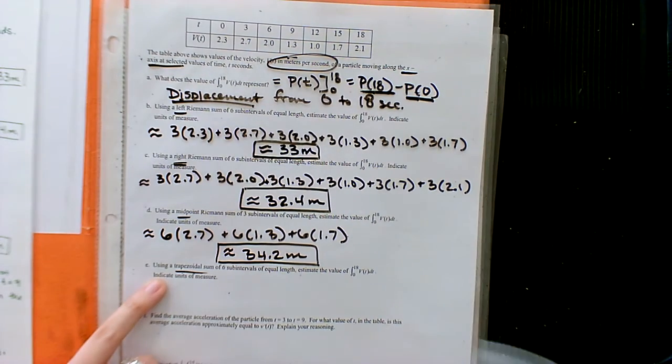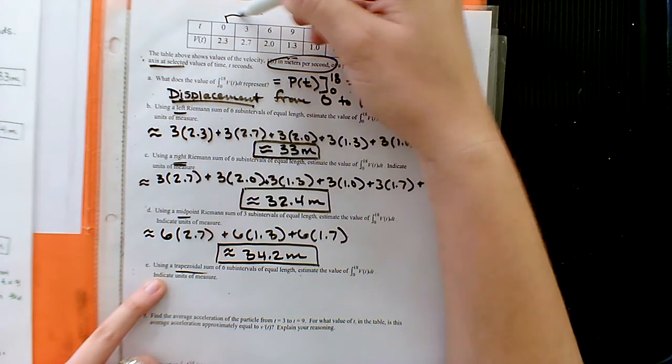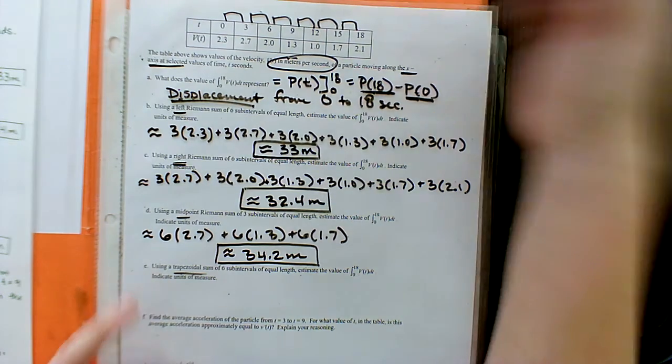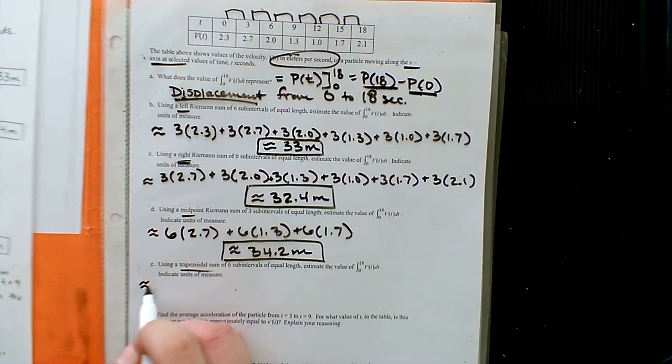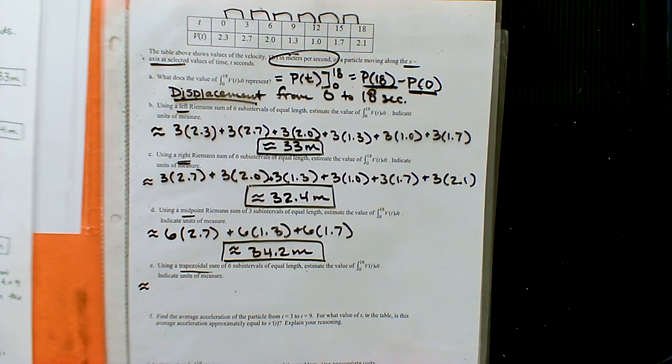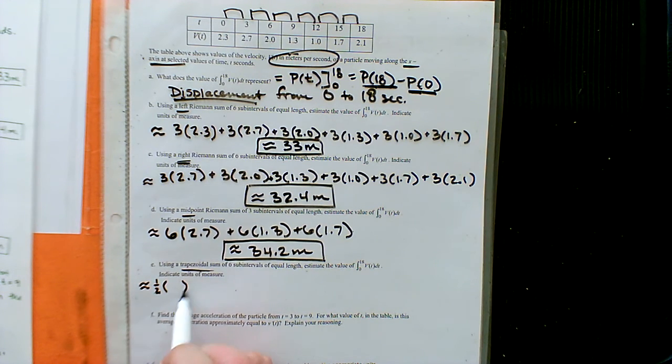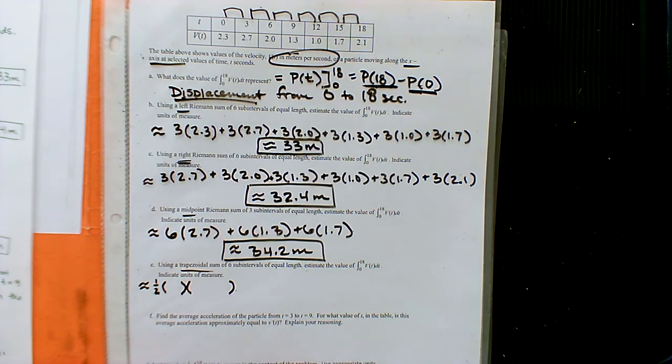All right, E, using a trapezoid of 6 subintervals. So we're going to have to go back to the 6. Estimate the value. So what's our formula for a trapezoid? 1/2 times the height times the sum of the bases.